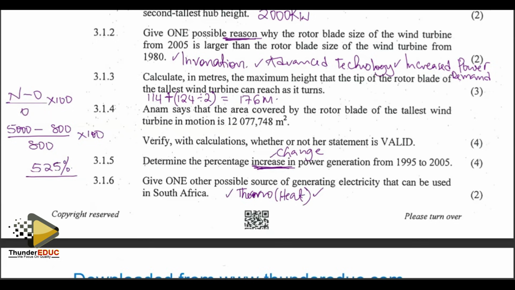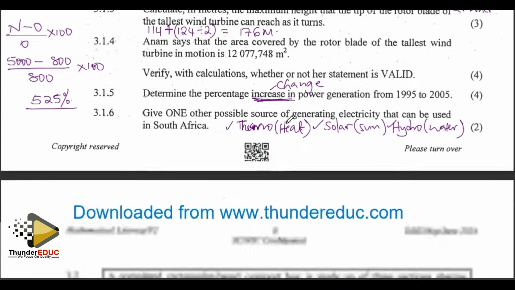Here in South Africa, we can use solar, another source of electricity. This comes from the sun. We can use water, which is called the hydro. This one comes from water, but from the waterfalls. You understand? Source of electricity. Other sources of electricity apart from wind. Wind and solar, these are renewable.